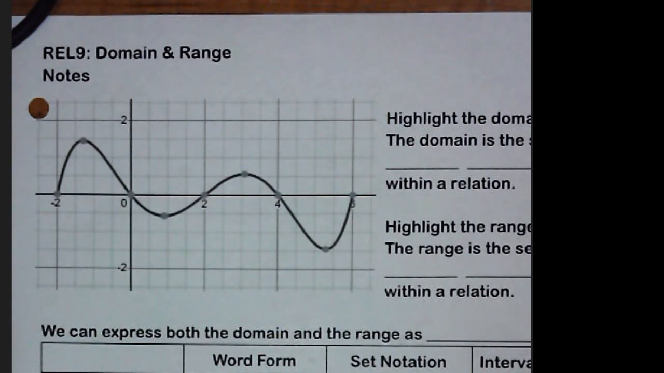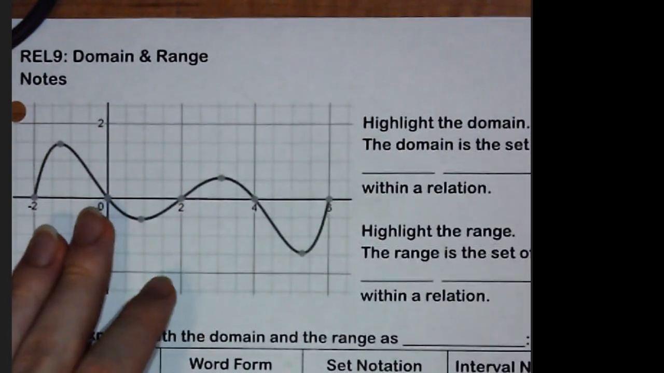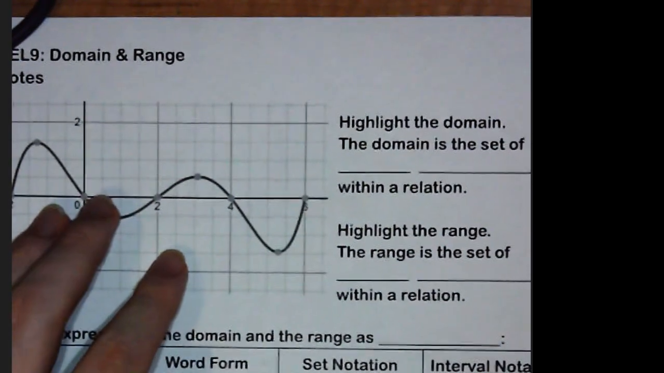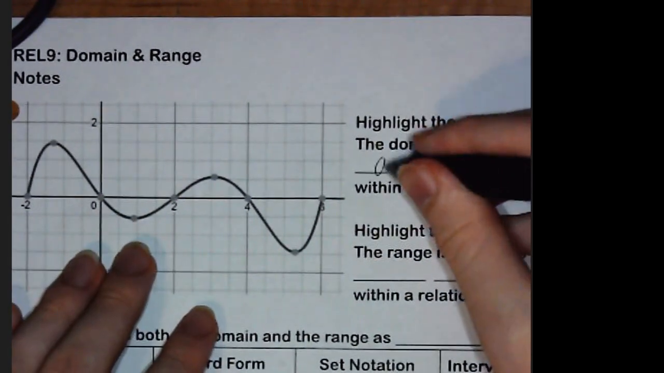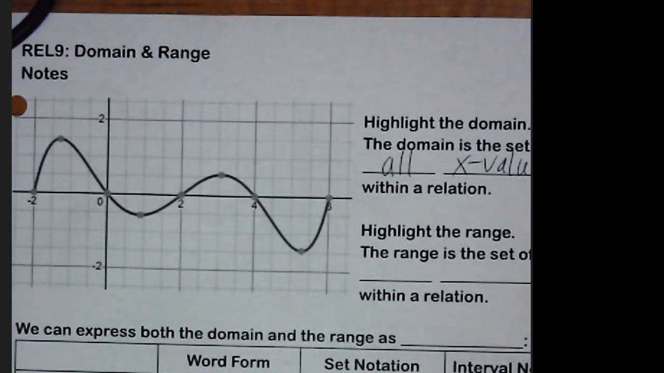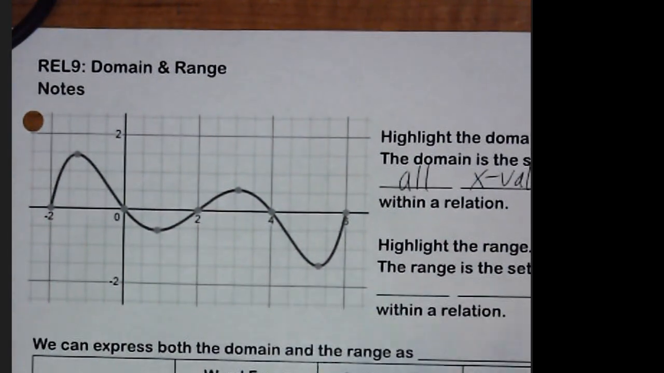Alright, so let's talk about domain and range. We're going to take two colors here. I'm going to use orange and green. The first thing that we're going to do is highlight the domain. The domain is the set of all x values within a relation or a function. So we're going to do that in orange, and I hope this shows up well.